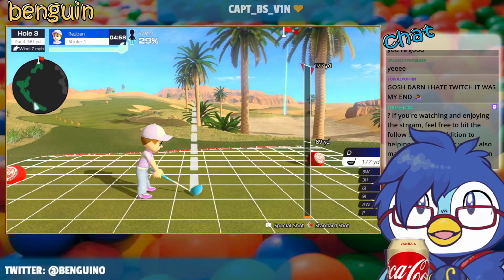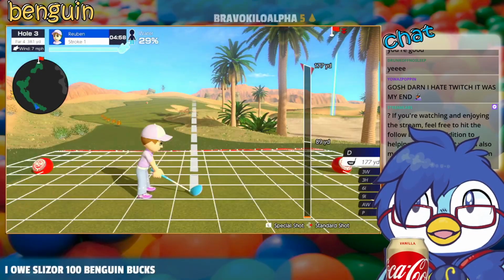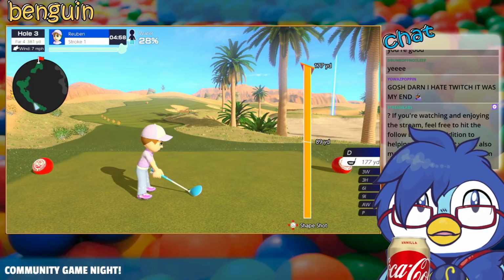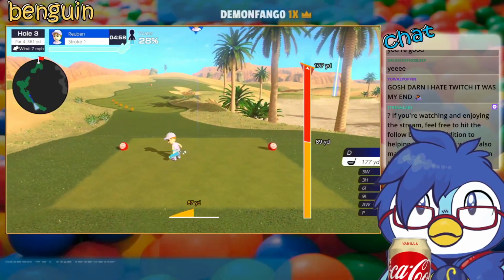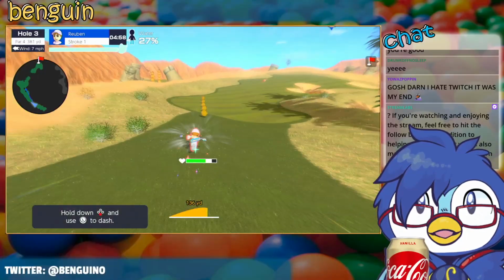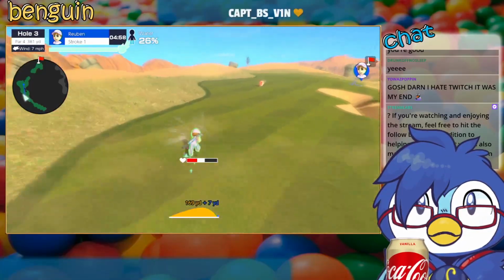See these trees. Okay, let's just play it safe. Let's not deal with these trees here. Don't want to deal with the trees. Nice shot. Okay. Get these coins. I mean, it is wasting our time a little bit. We should be fine.